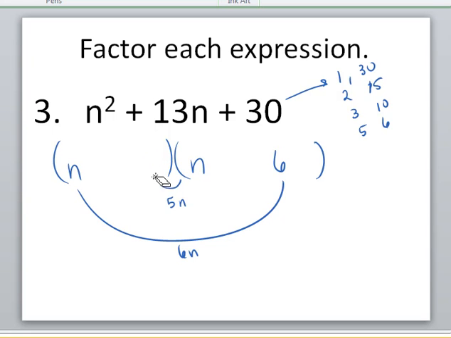It's going to be really important that we have pencils that we're working with so we can erase things quickly and try something else. I'm going to try 3 and 10 now. 3 gives me 3n and 10 gives me 10n, so that is 13. I do want a positive 13, so I will put plus signs in front of both of those.